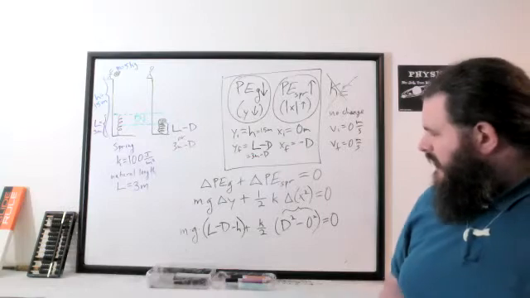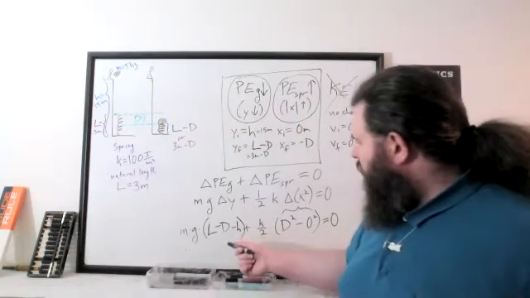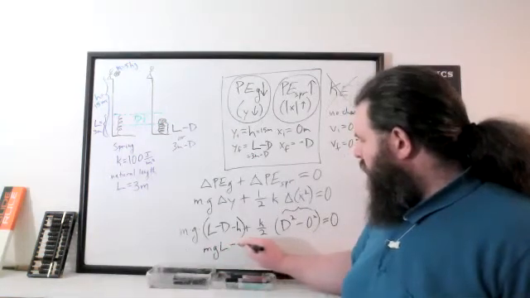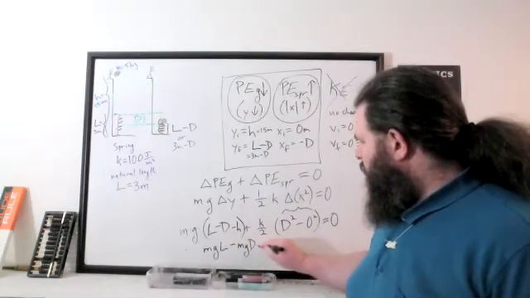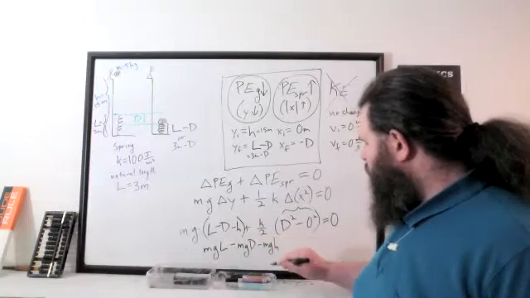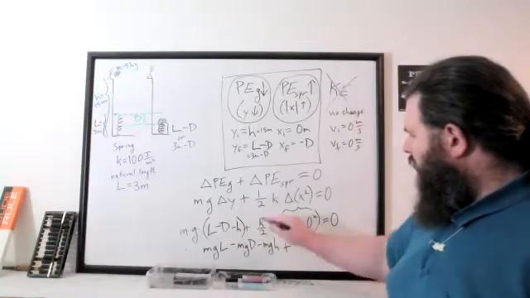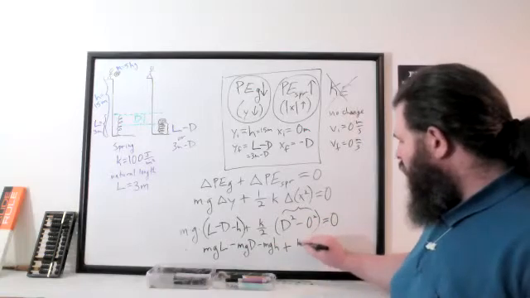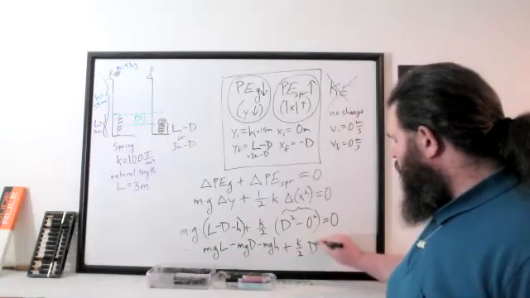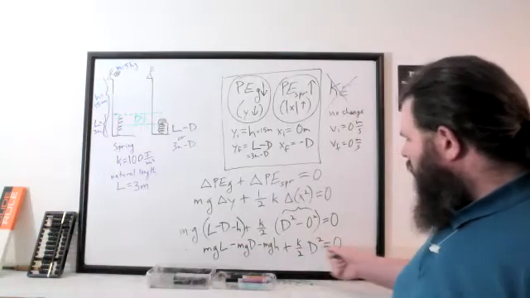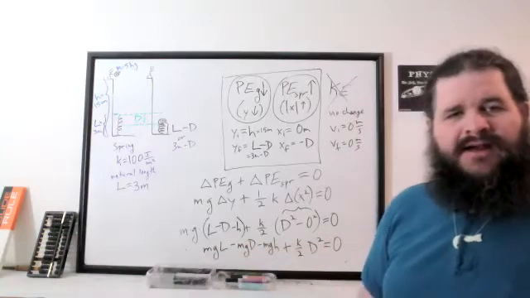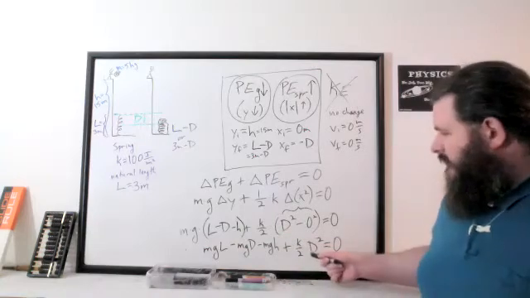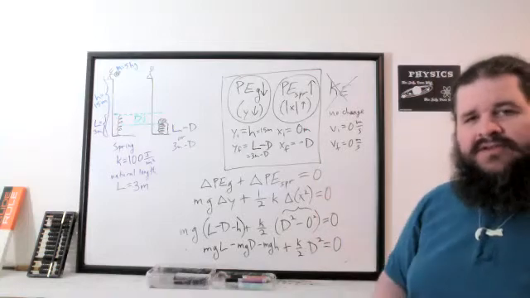So let's expand that out. Multiply this out, we get mgL minus mgd minus mgH plus k over 2 times d squared, and then the minus 0 squared doesn't do anything, so just k over 2 times d squared. Of these, what's the variable we're actually trying to find? Yeah, we want to know d. We want to know the distance that the spring gets displaced.